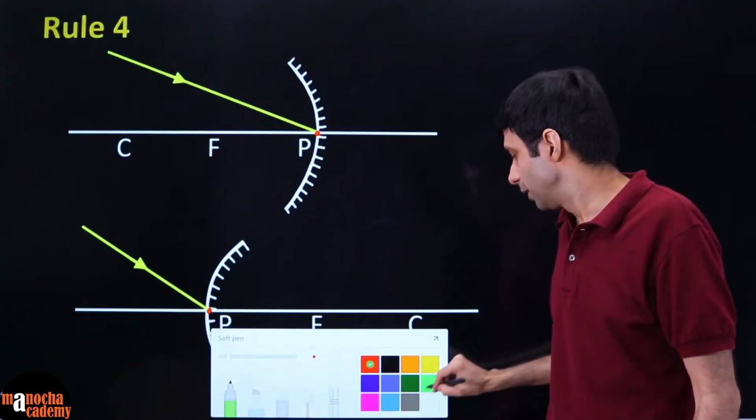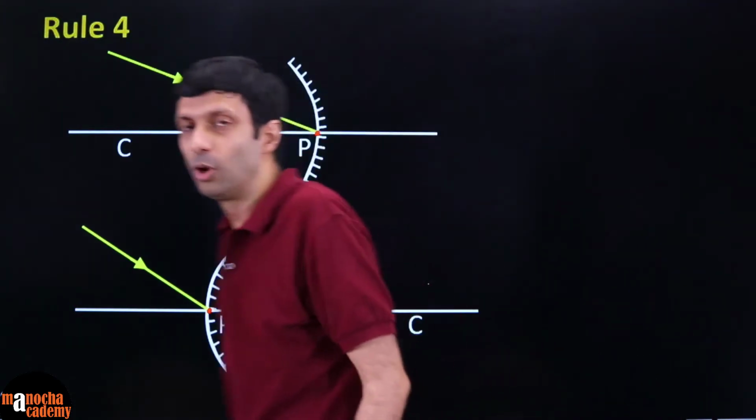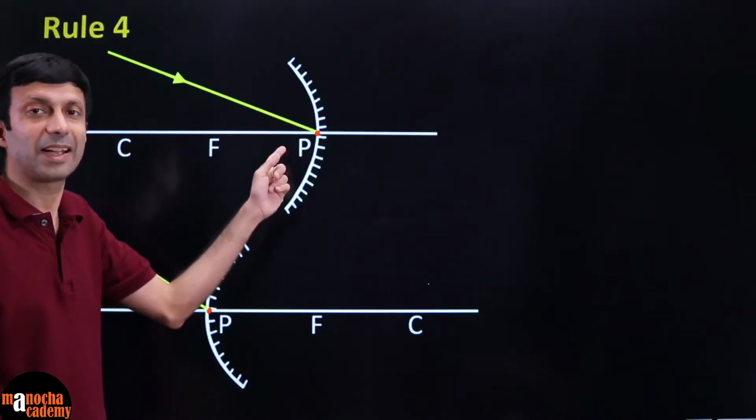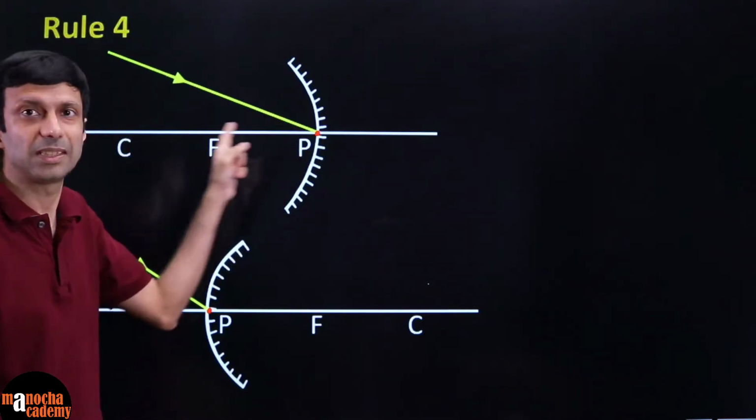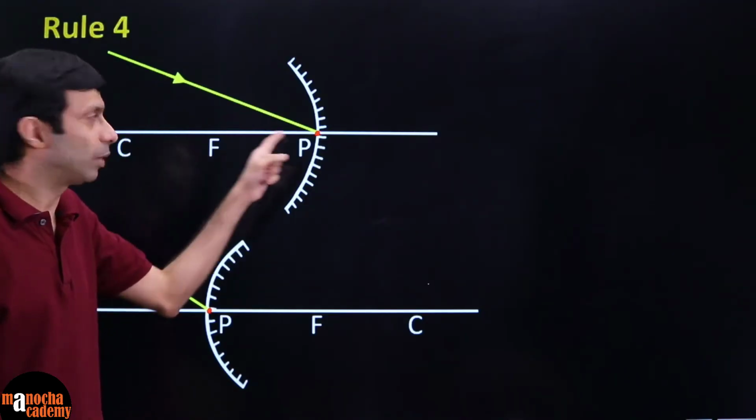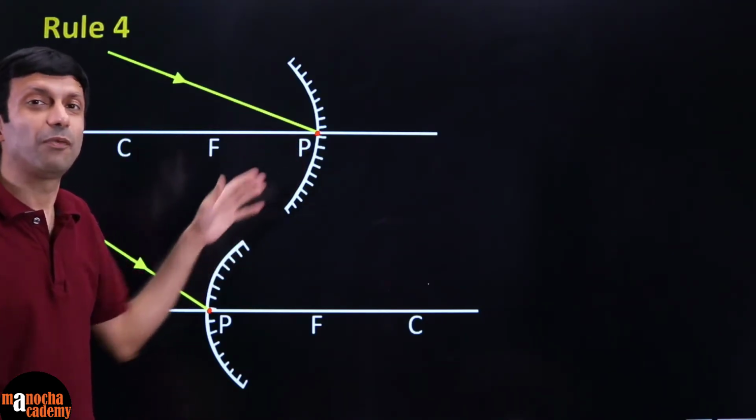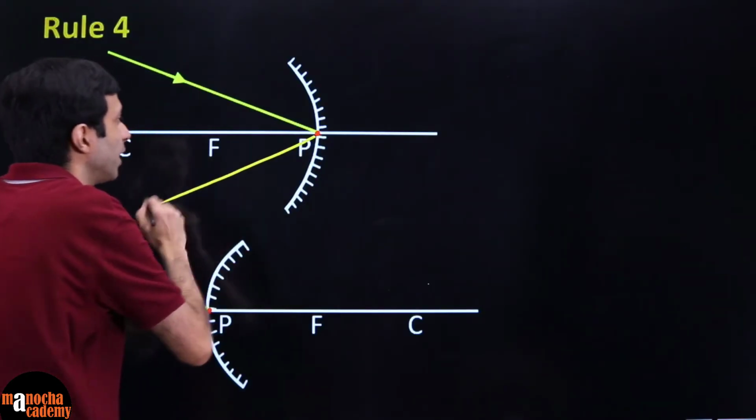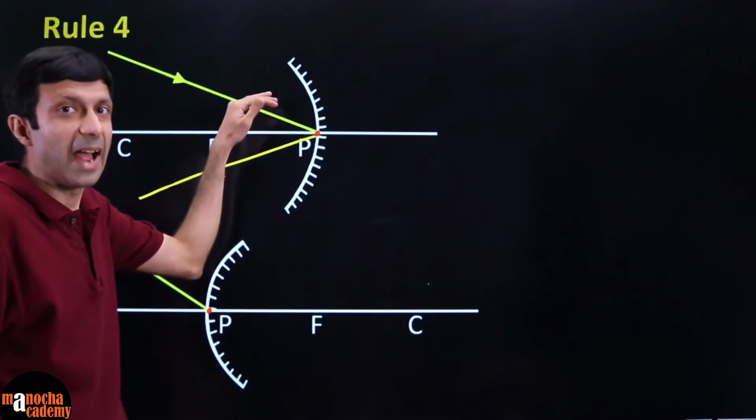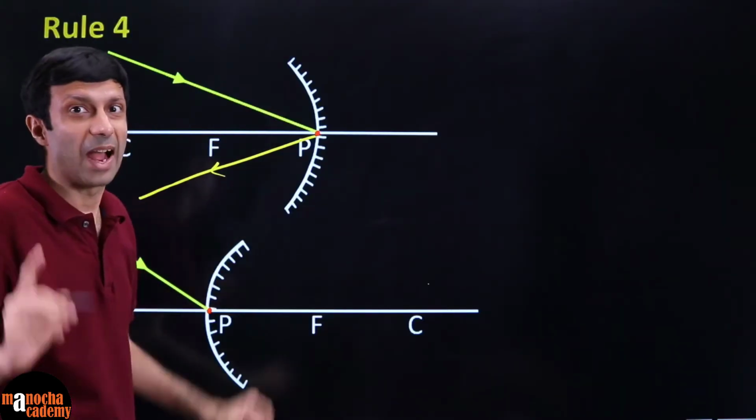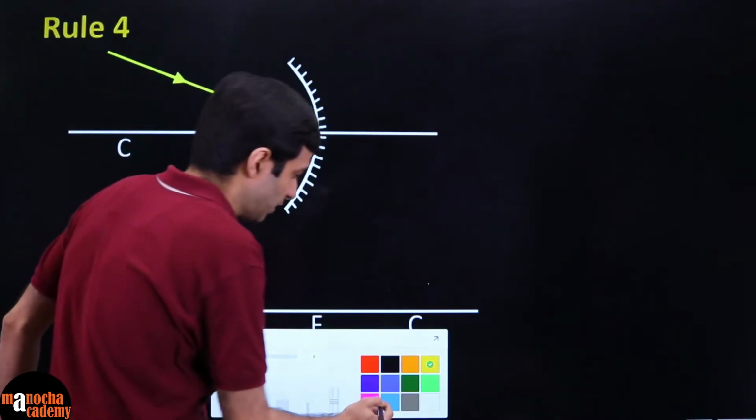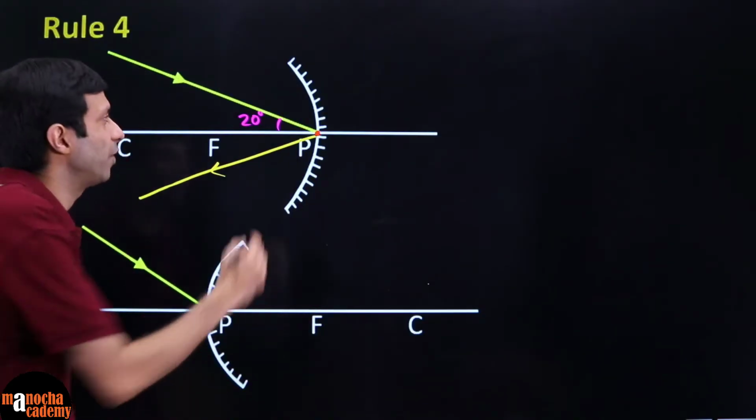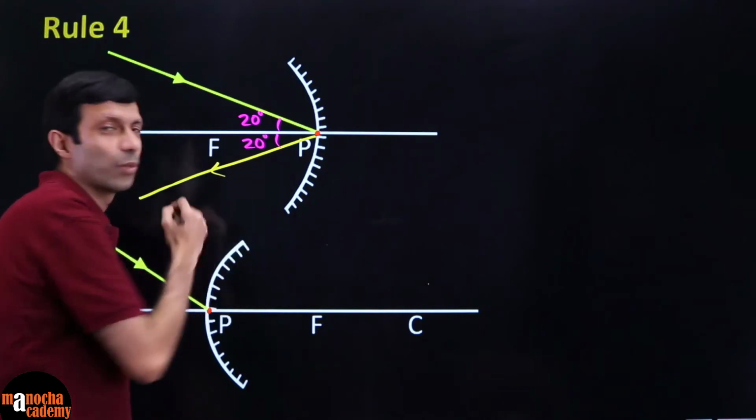So now we learned that if it is hitting the pole, then once again this principal axis is acting as a normal, because it is passing from the center of curvature to the point of incidence. So now it will follow the normal law of reflection. The ray of light will be reflected like this, where angle of incidence will equal angle of reflection. So let's say this angle is 20 degrees here. After reflection, the angle will be 20 degrees.